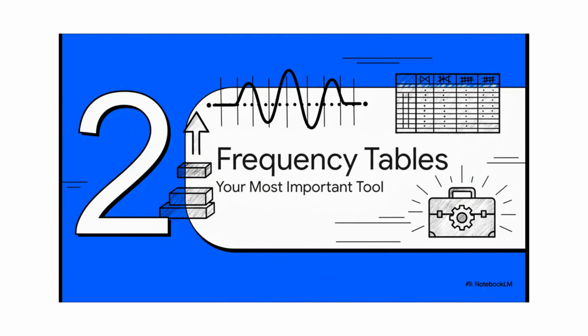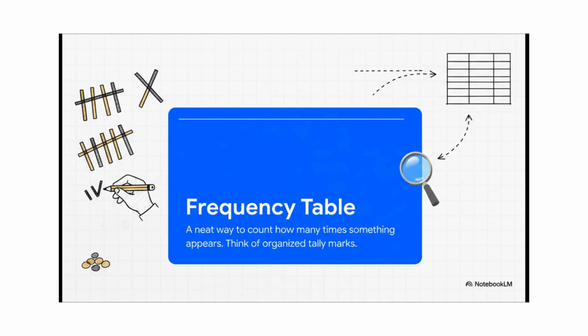Which brings us right to our second section, the foundation, frequency tables. And I'm not kidding when I say this is your first and most important tool in the entire toolkit. So what even is a frequency table? Honestly, it's just a super neat and tidy way to count how many times something appears. Think back to grade school when you used tally marks to count things. This is basically just the grown-up, organized version of that.